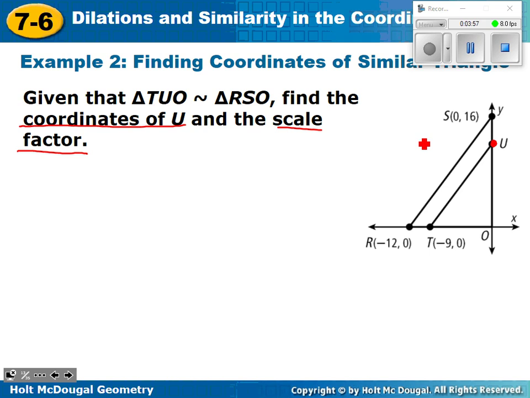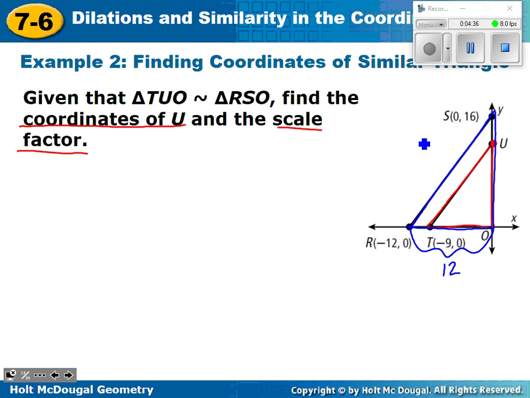Okay, so when you're comparing these, you have your two triangles are similar. So we have this triangle here, similar to the great big triangle. What can we do to find our scale factor? Okay, so we could find the length here from R to O. What's R to O? Okay, it's a distance of negative 12 because we're going left, but the actual measurement on the side of the triangle would just be positive 12, right? The negative is just because we're going to the left.